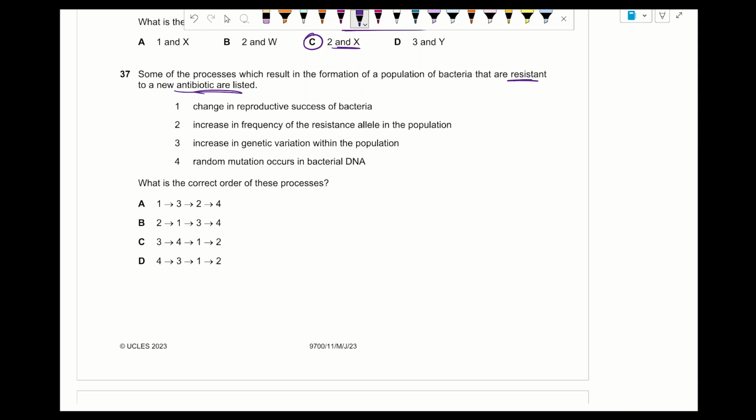Change in reproductive success of bacteria, increase in frequency, increase in genetic variation, and random mutation. So as we said, we would always start with a random mutation, which occurs by accident and contains a resistance gene for an antibiotic. Now, once there's a random mutation, mutations increase the genetic variation. So there's more genetic material within the population, which we are able to choose from. Once this happens, there is a change in reproductive success of bacteria since the genetic material changed. And then finally, the frequency of the resistance allele ends up increasing. Why does this happen? Because the bacteria which contain the resistance gene are able to survive whilst the others die. Therefore, the ones which survive reproduce and increase in frequency, and this is where resistance happens. Therefore, the answer is going to be D.